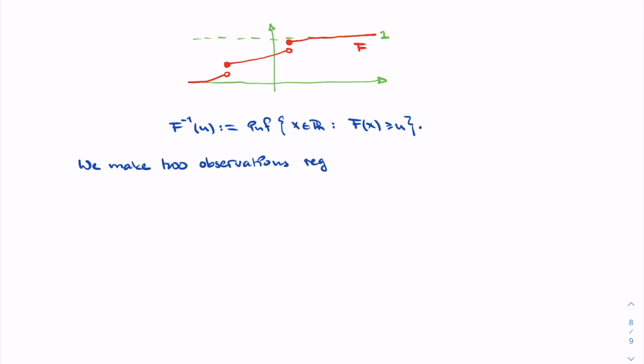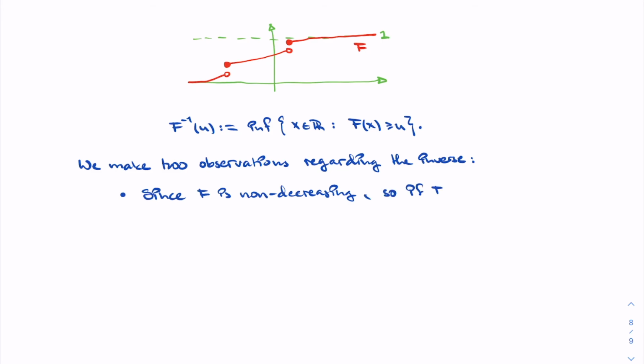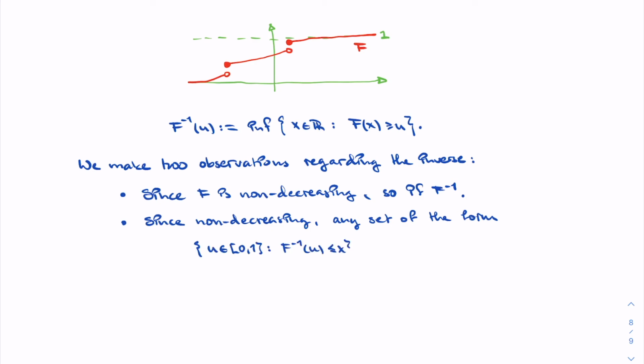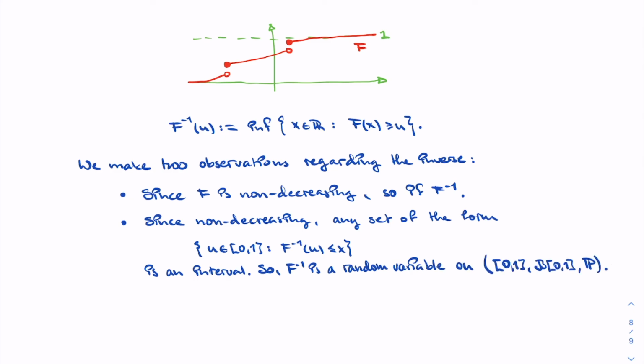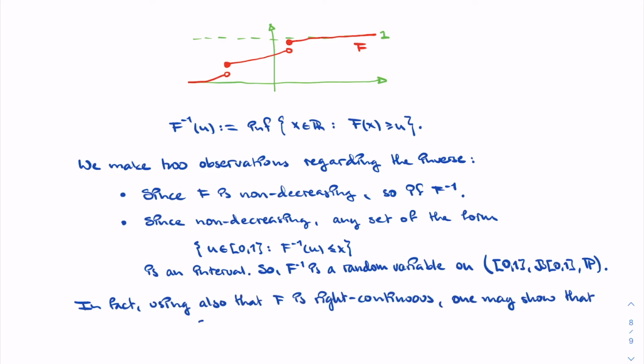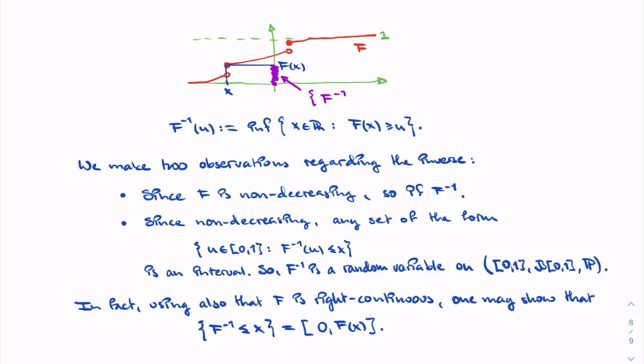We make two observations regarding the inverse. Since F is non-decreasing, so is its inverse. And since it is non-decreasing, any set of the form where the inverse takes a value less than or equal to x is an interval. So the inverse is indeed a random variable on this probability space. In fact, using also that F is right continuous, one may show that the random variable being less than or equal to x corresponds to the interval [0, F(x)].